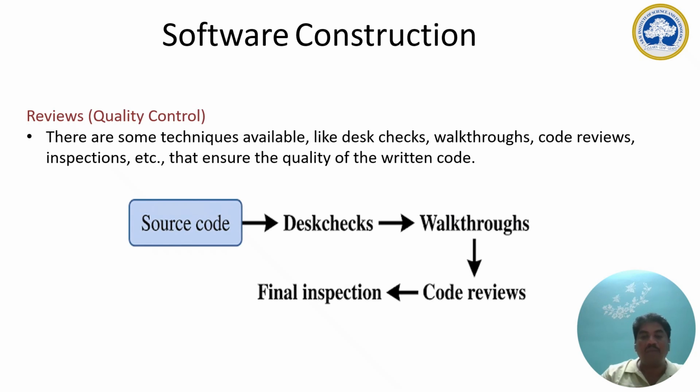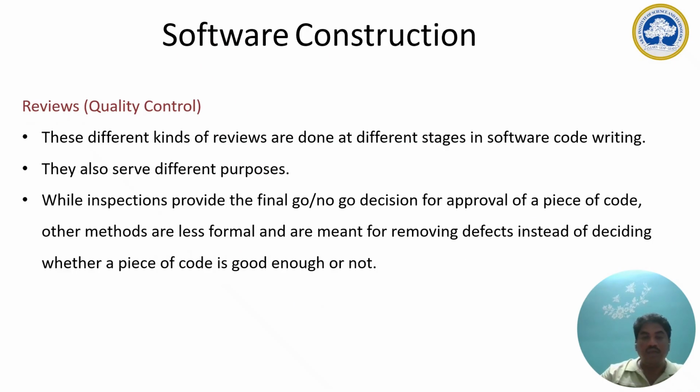The diagram depicts the techniques. They are desk checks, walkthroughs, code reviews, and final inspections. These are the four methods. To get a quality standard of code, we have to follow these kinds of reviews. First, we will study what a review is.